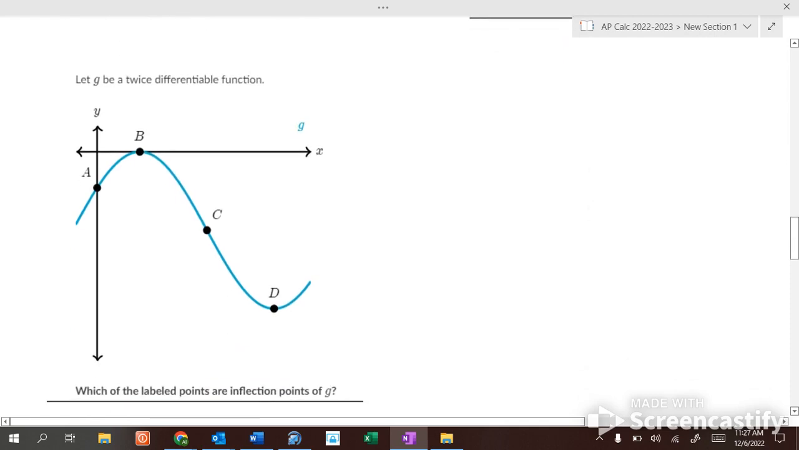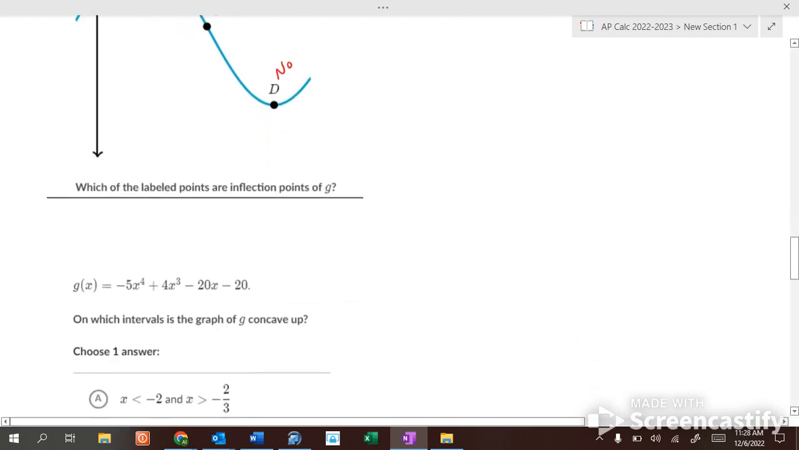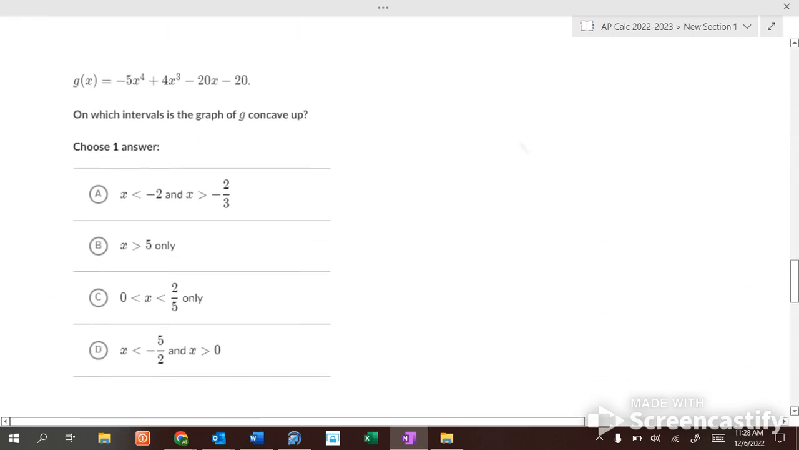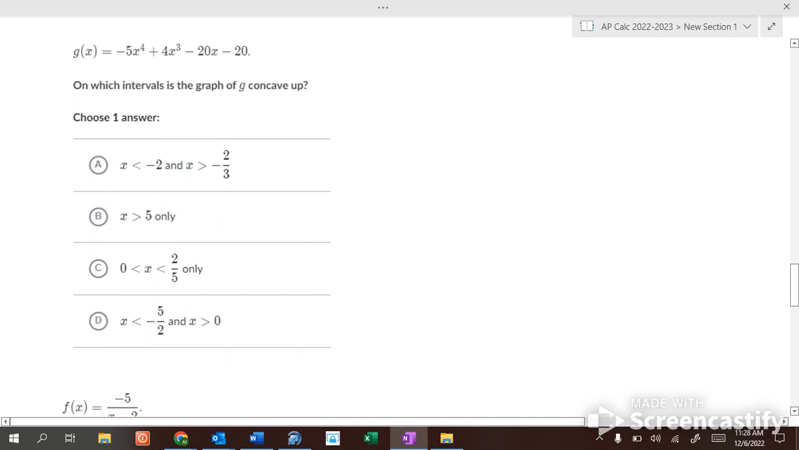What about here? Is A a point of inflection? Does it change concavity? No, I don't see a change in concavity. It just looks like concave down. Is B a change in concavity? No, because that's a maximum point. Is C a change in concavity? Yes. How about D? No. So those are points of inflection where it changes concavity.